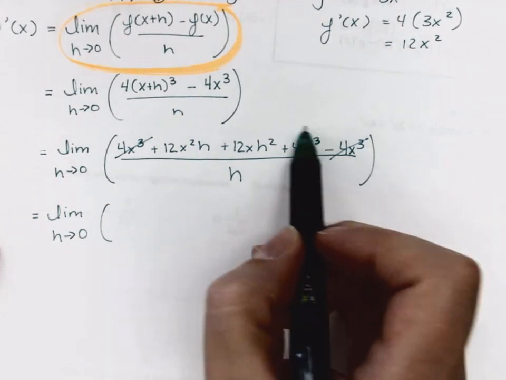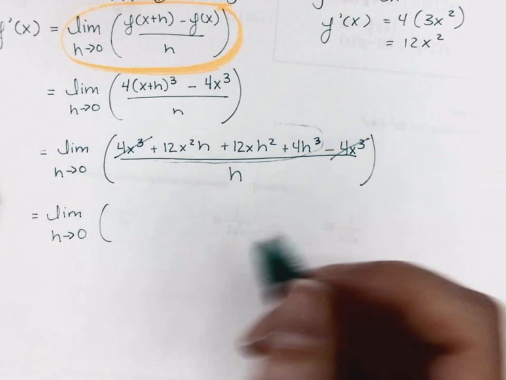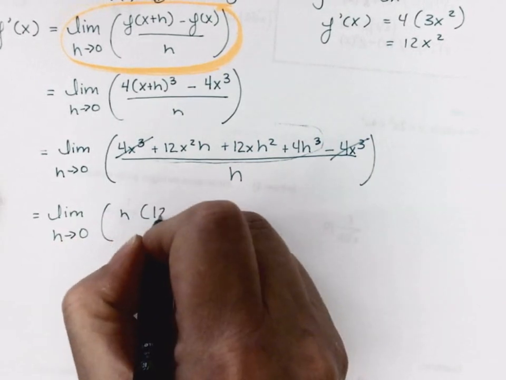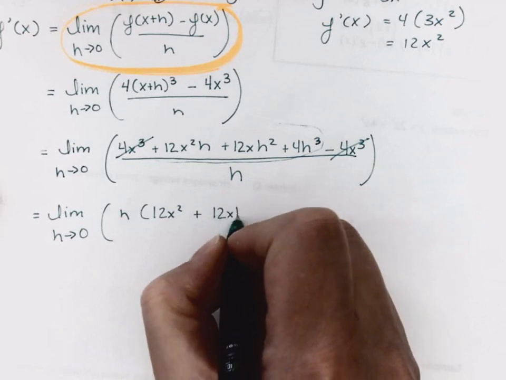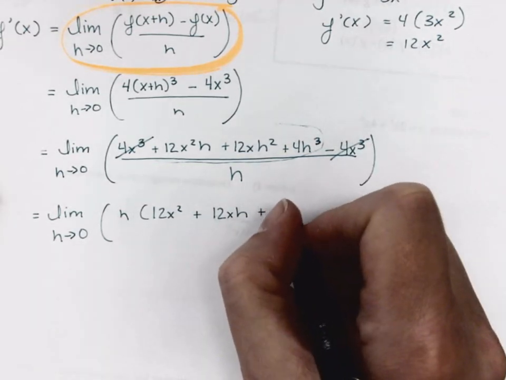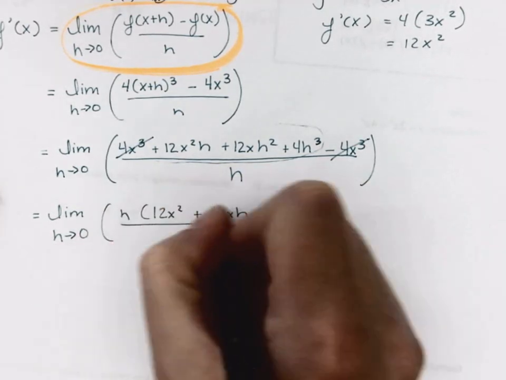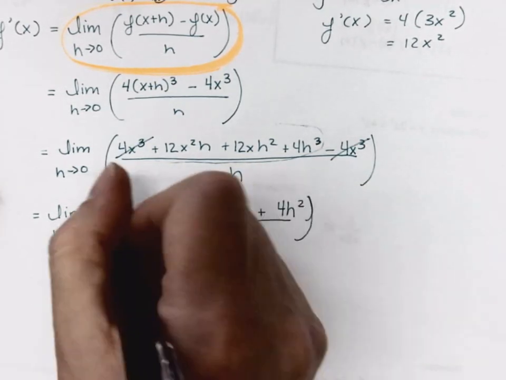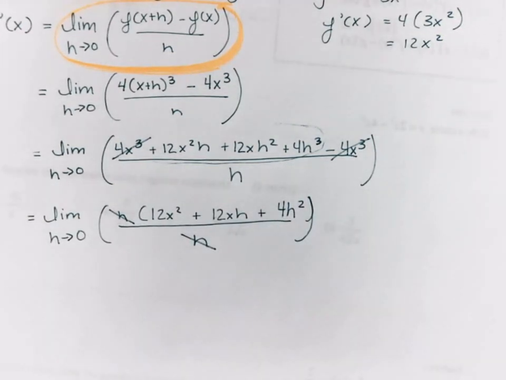So I'm gonna skip a step. I'm gonna look at these ones. Guess what I'm gonna do? I'm gonna common factor out an h. So I'm gonna have an h, and I'm gonna be left with 12x squared plus 12xh plus 4h squared, all over h. So those h's are going to cancel each other out.